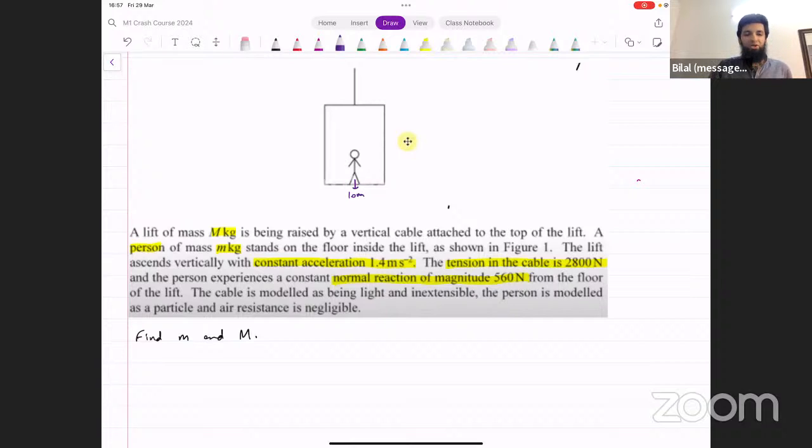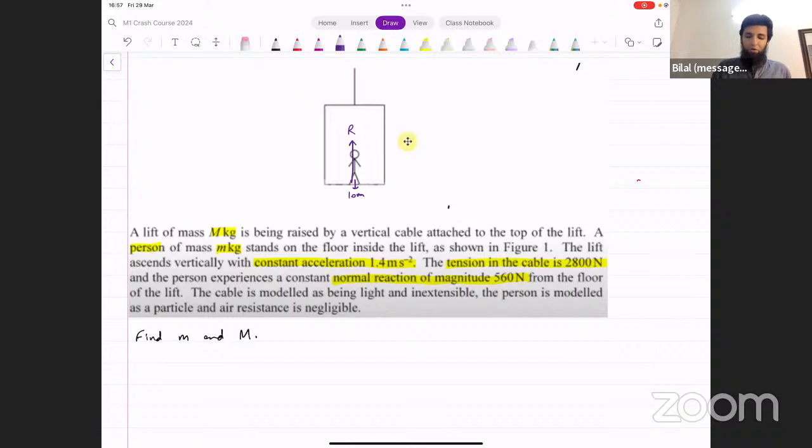And then there's some reaction by the surface. Reaction is going to act vertically upwards on the person. Let's call that R. Okay, these are the forces acting on the person. There's no other force acting on the person.